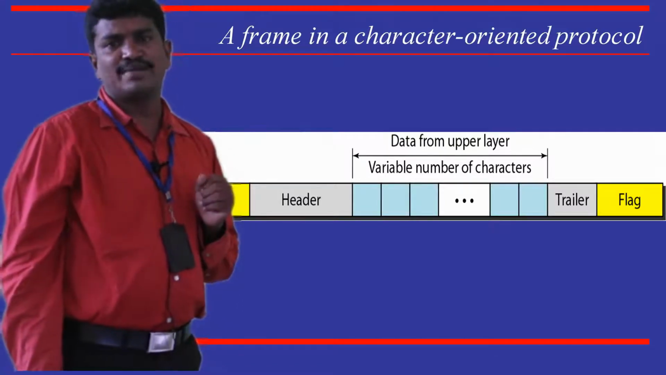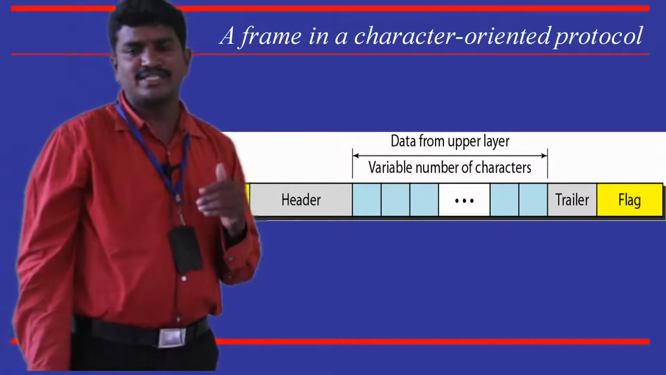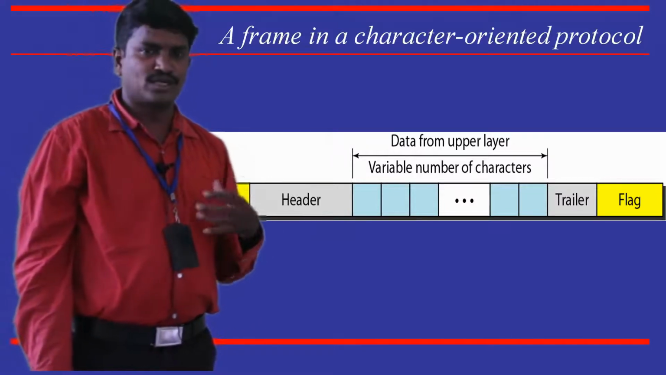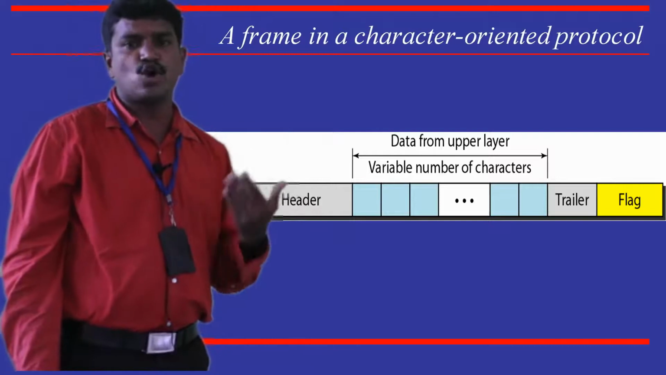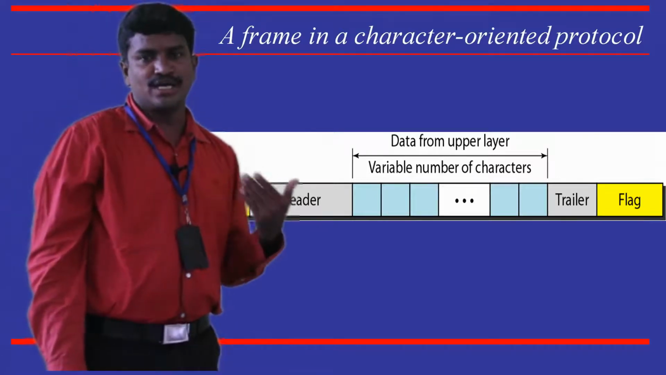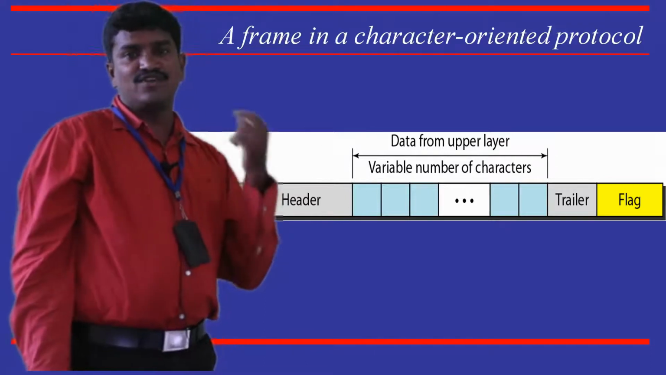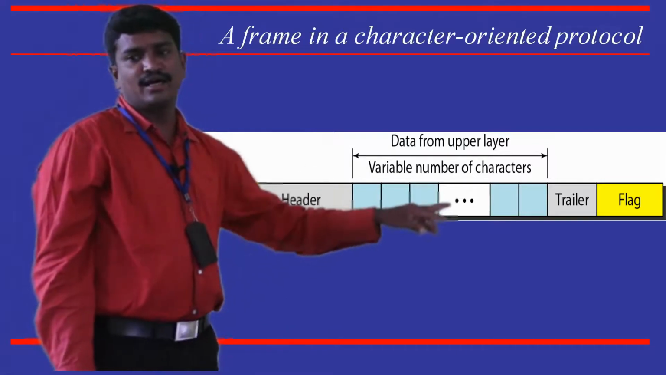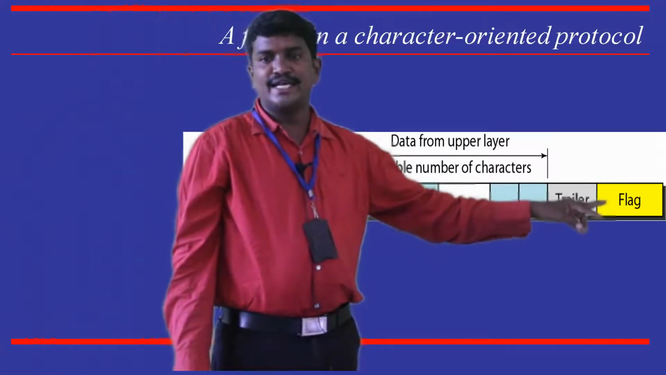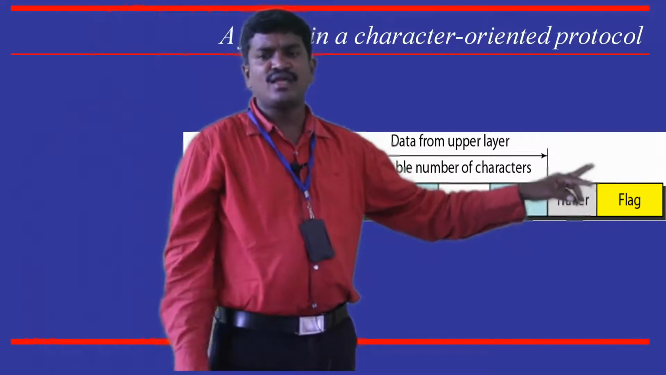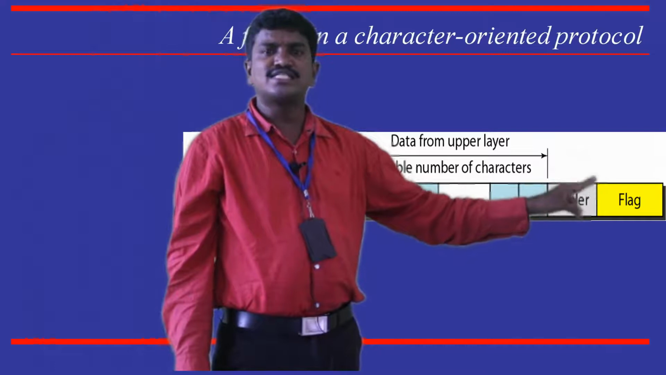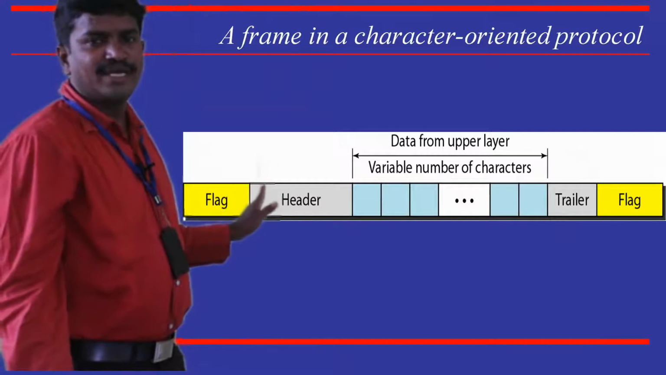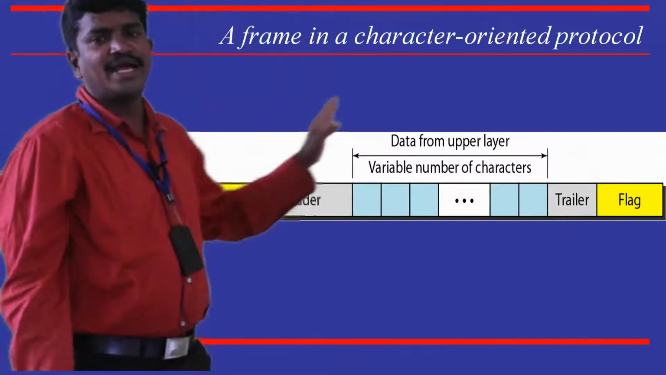So what is the purpose of the flag? Whenever the receiver comes across a flag, it understands, okay, this is the beginning of the frame. Once it comes across the flag, it takes the remaining content as the content of the frame. Whenever it comes across one more flag, it decides that the frame forming is over. The second flag indicates the end of the first frame and the beginning of the second frame. This way flags are used to represent the beginning and the end of the frame.